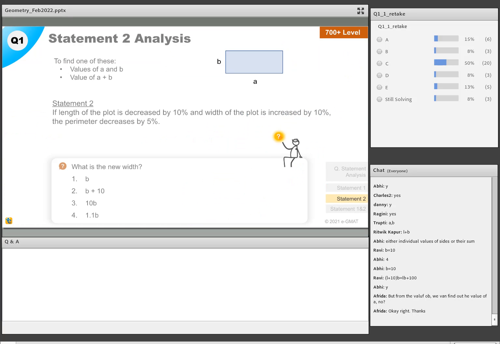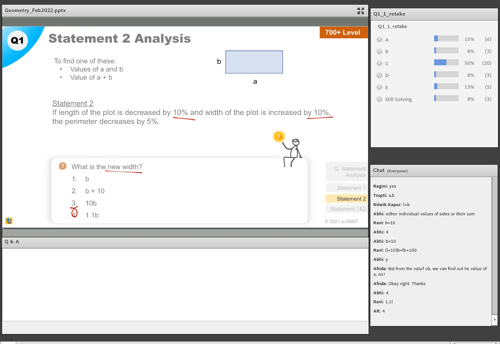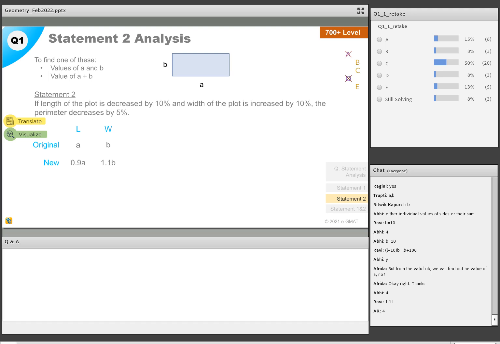Statement 2: length decreased by 10%, width increased by 10%. So we have already discussed you need absolute comfort on percentages. So what is the new width? Very quickly. Absolutely. Width increased by 10%, right? So b plus 10 by 100 into b, that becomes 1.1b. So essentially what this boils down to is this. Length decreased by 10%, width increased by 10%, perimeter decreases by 5%.